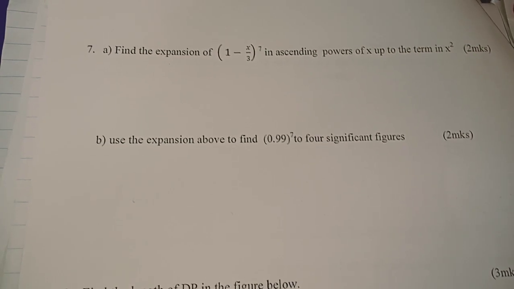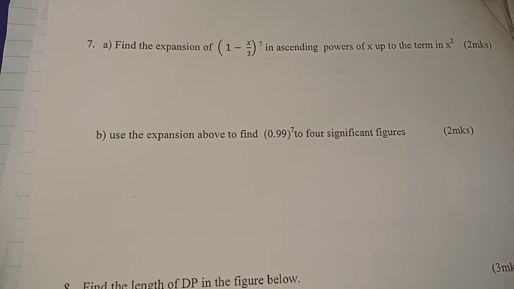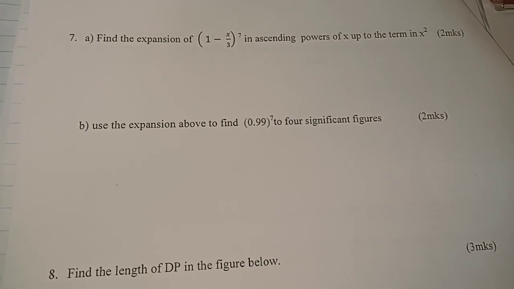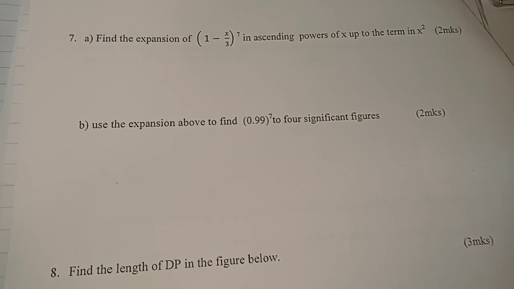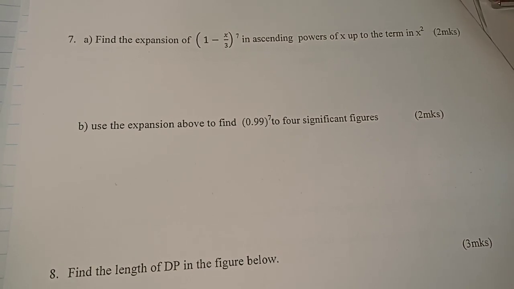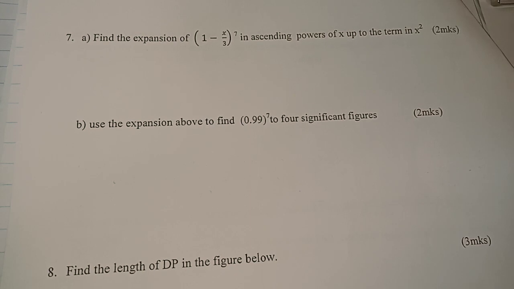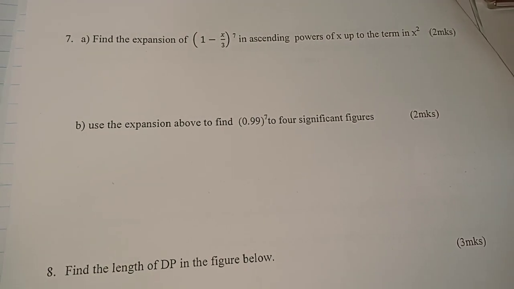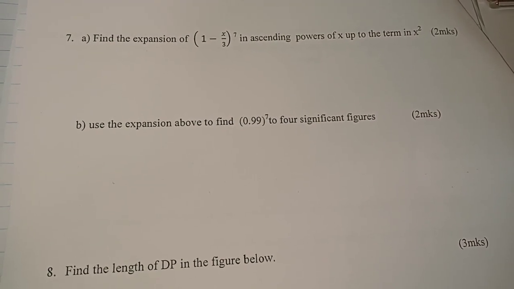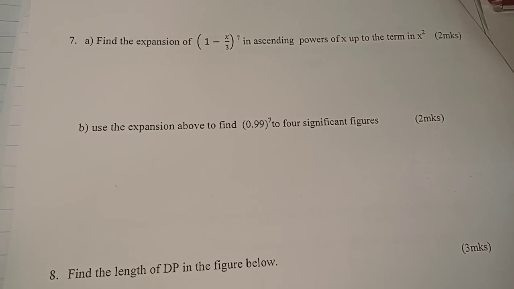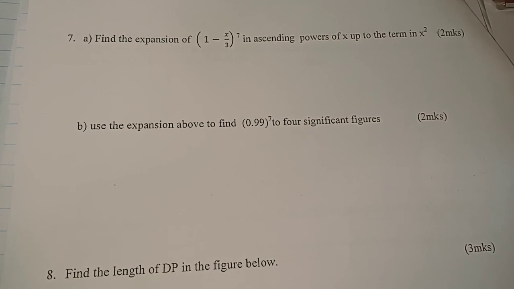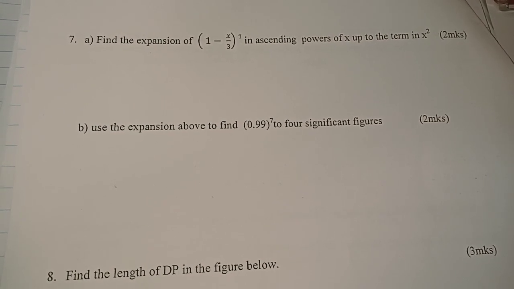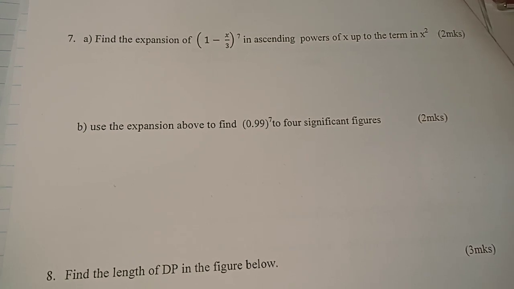I will do several questions here that are likely to feature in your KCSE exam as far as mathematics is concerned. The first question is coming from a topic we call binomial expansion, and the question reads: find the expansion of (1 minus x over 3) to the power 7 in ascending powers of x up to the term in x squared, 2 marks. Part B of the same is: use the expansion above to find 0.99 to power 7 to 4 significant figures.